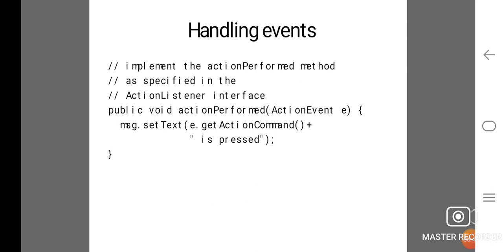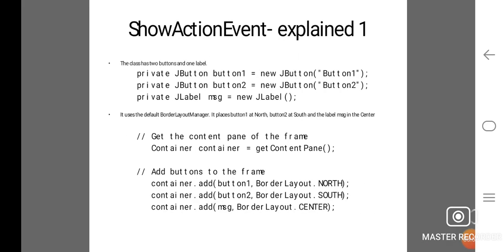Handling events. Implement the actionPerformed method as specified in the ActionListener interface. Public void actionPerformed(ActionEvent e) { message.setText(e.getActionCommand() + " button is pressed"); }. ShowActionEvent: private JButton button1 = new JButton("button 1"); private JButton button2 = new JButton("button 2"); private JLabel message = new JLabel(). It uses the default layout manager. It places button 1 at north, button 2 at south and the label message in the center.